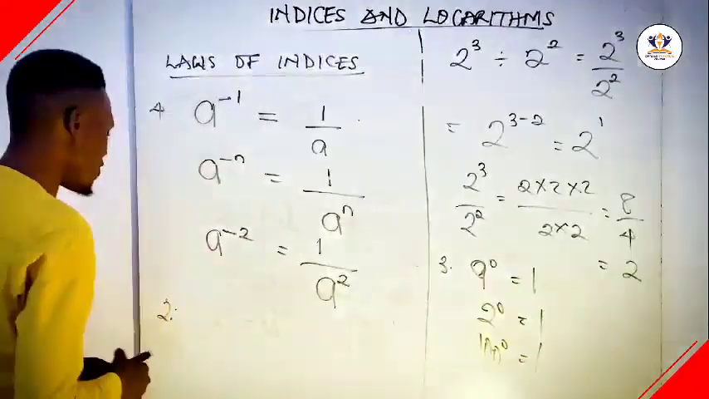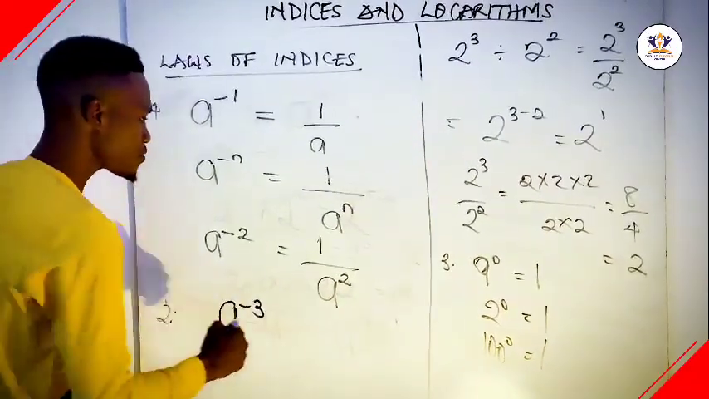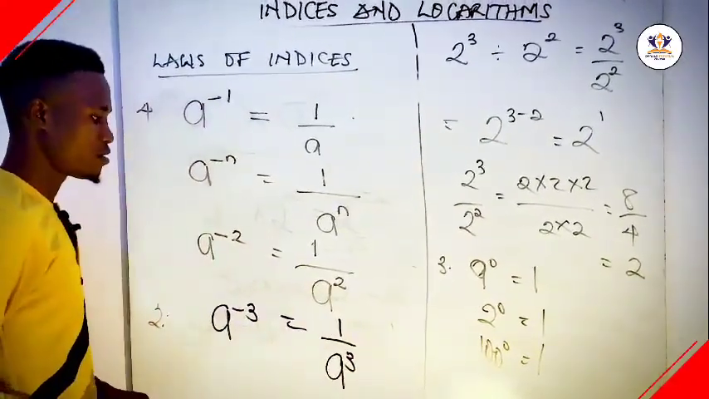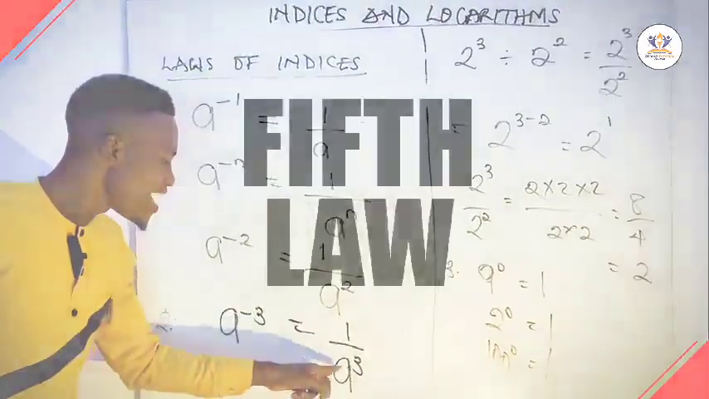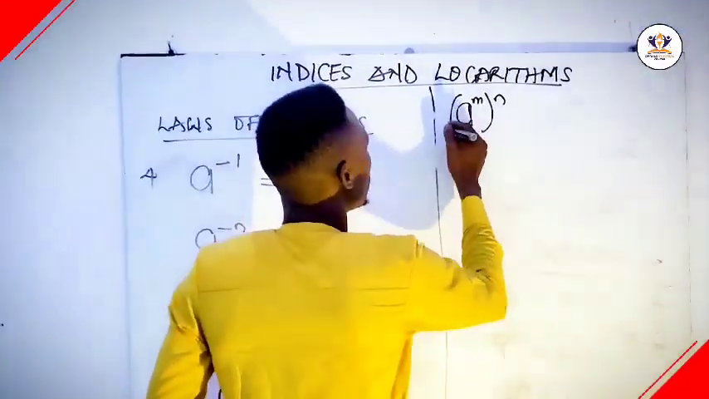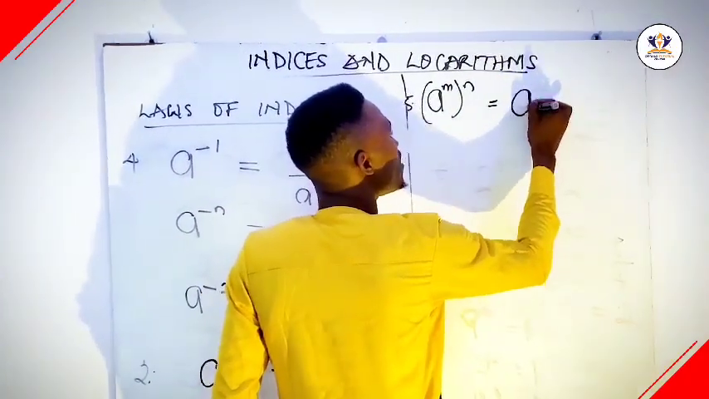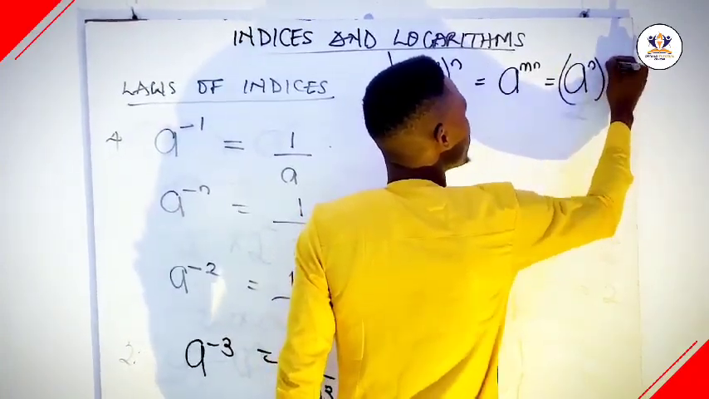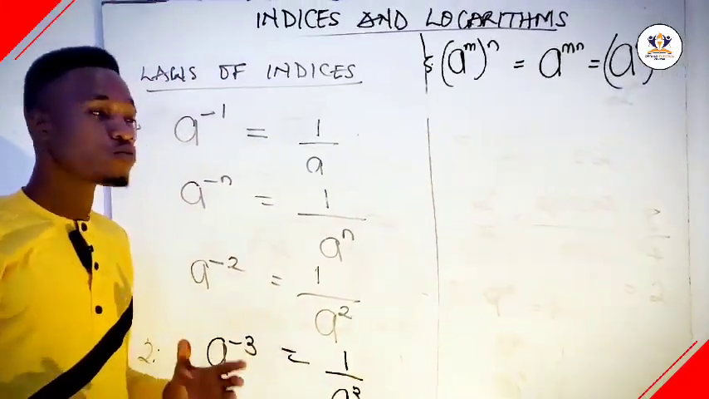So now, peradventure we have a question like a raised to power minus 3. A raised to power minus 3 is 1 all over a raised to power 3. That is it. So anytime you have minus, it is 1 all over a raised to the power n. Alright, this is number 5: a raised to the power m, all raised to the power n, can be equal to a raised to the power mn, or you call it a raised to the power n, all raised to the power m. When we start solving questions, I will show you the application of all these laws.